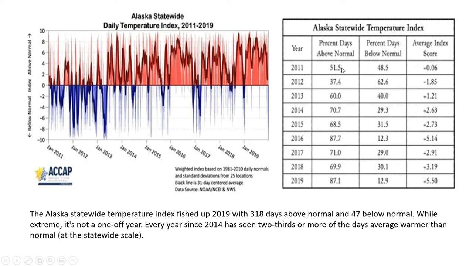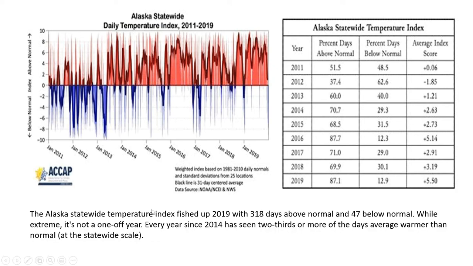So starting in 2011 is 51 and a half days. And this is the lowest, 2012, 37.4, then 60. That's almost 71 in 2014. Look at 2016. It's almost 88 days of the year. That's like 3 months worth above normal temperatures. And you see the same thing in 2019. And when you look at this, the percent days below normal is becoming fewer and fewer. So the average index score, look at that, 5.5 degrees.